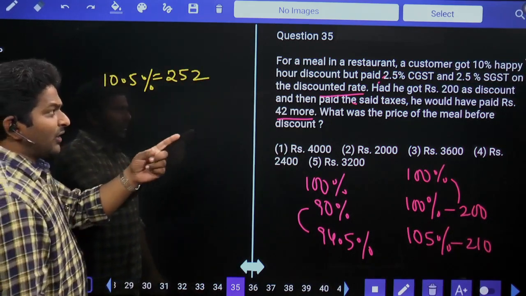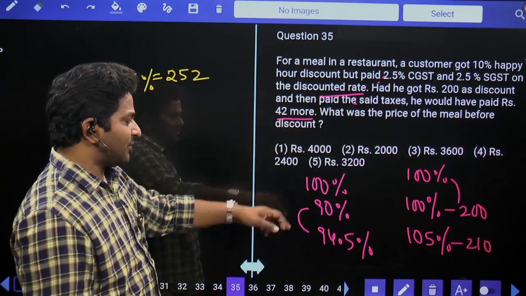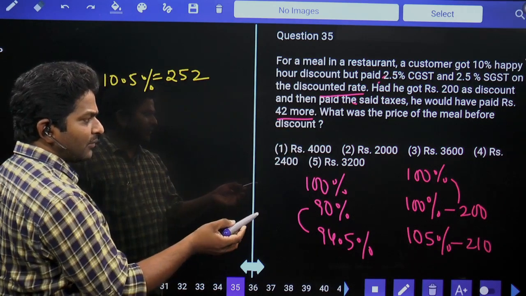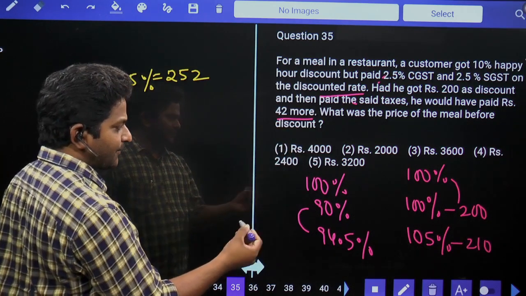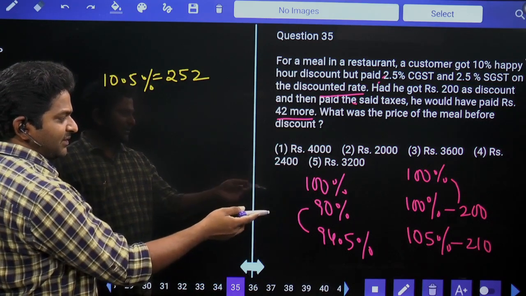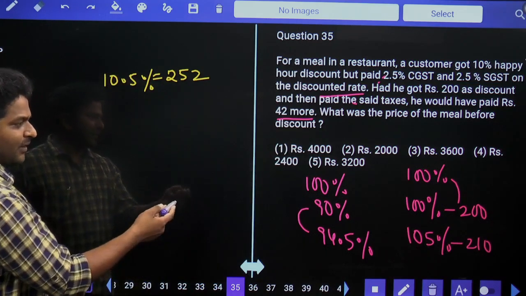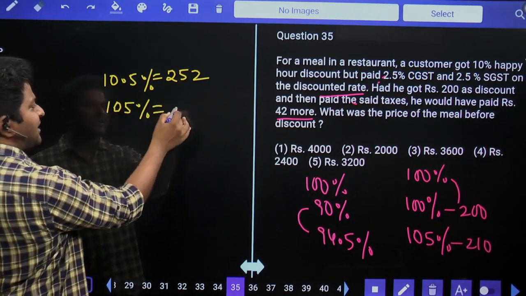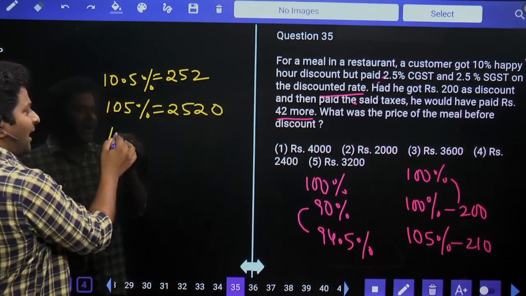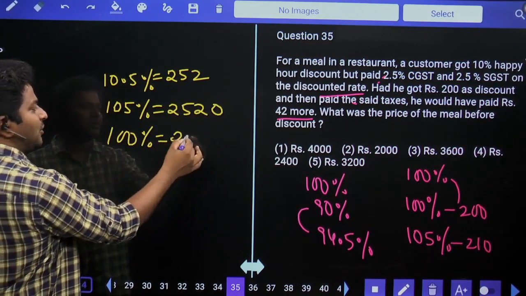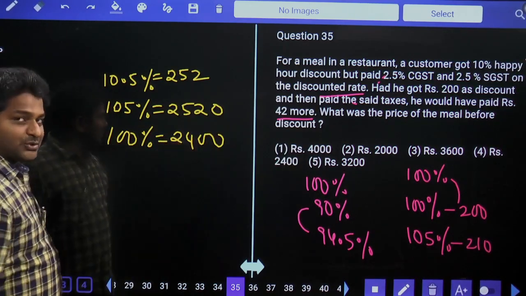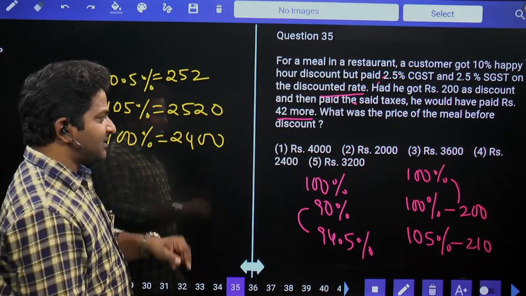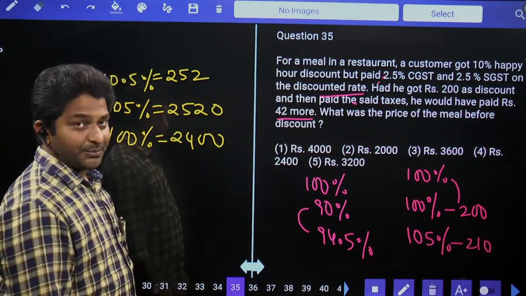Now, what was the price of the meal before discount? That means we have to calculate 100%. The difference is 10.5%. Minus 210 goes to the other side. From this, 105% is equal to 2520 and 100% is equal to 2400. 10% is 240, 5% is 120. If you add 120, you get 2520. So the answer is 2400. Fourth option is our final answer.